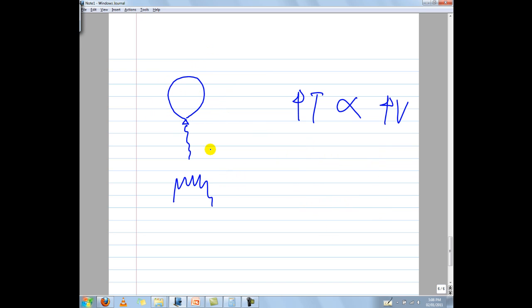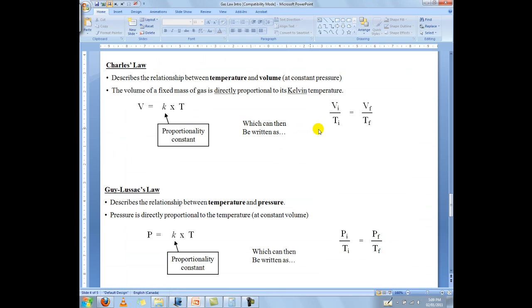But anyway, just make sure you know that if I increase the temperature of the gas inside the balloon, the volume of the balloon will increase. And so the equation for Charles's law is V divided by T is equal to V divided by T. So volume of the initial, temperature of the initial, volume final, temperature final. Or if you prefer, V1 over T1 is equal to V2 over T2. Either would be fine.